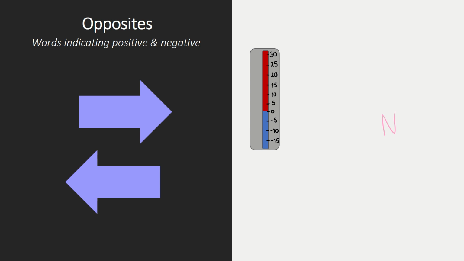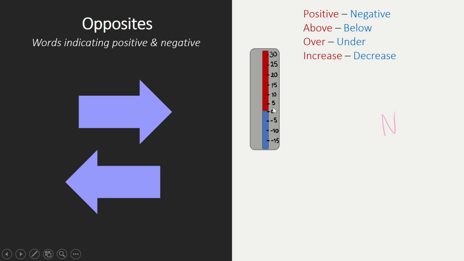Alright, so let's have a look at words that are indicating positive and negative. We could talk about positive and negative. Above zero, so positive, or below zero, which is negative. Over zero, positive. Under zero, negative. An increase, so the numbers are getting bigger and bigger and bigger, the value of the numbers. That's an increase, it's positive. Or a decrease, where the value of the numbers are getting smaller and smaller.